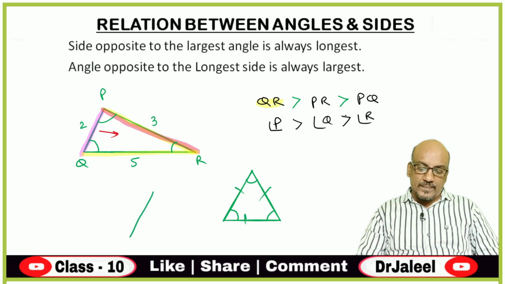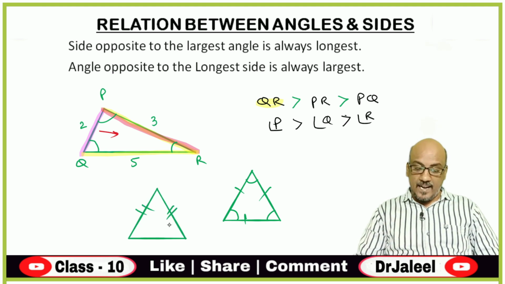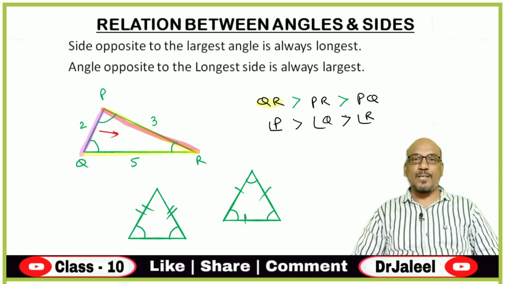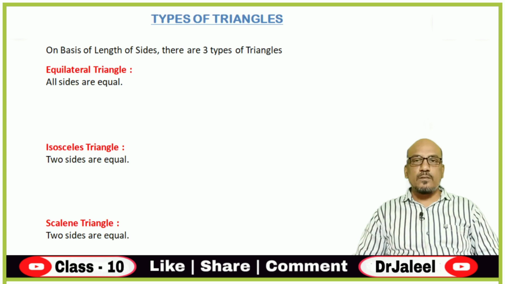Same way, if we take a triangle whose two sides are equal, only two sides, then what will happen? Their opposite angles must be equal. That means two angles are equal. Anyhow, by this property, we learned that the length of the side depends on the angle opposite to it. The magnitude of the angle depends on the side opposite to it. Children, now let us understand the types of triangles.